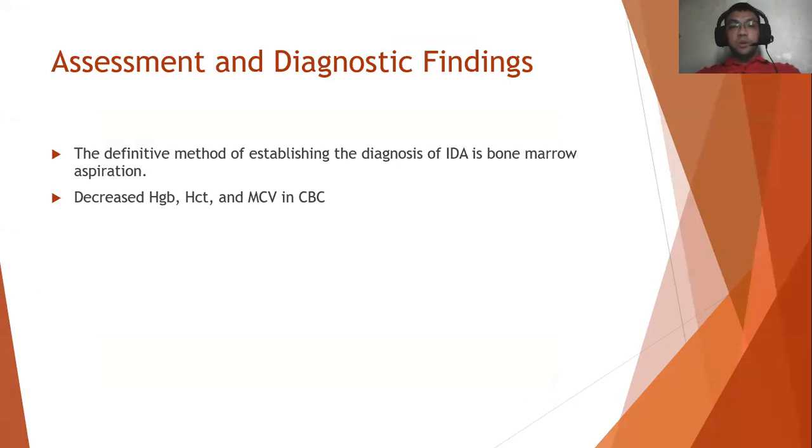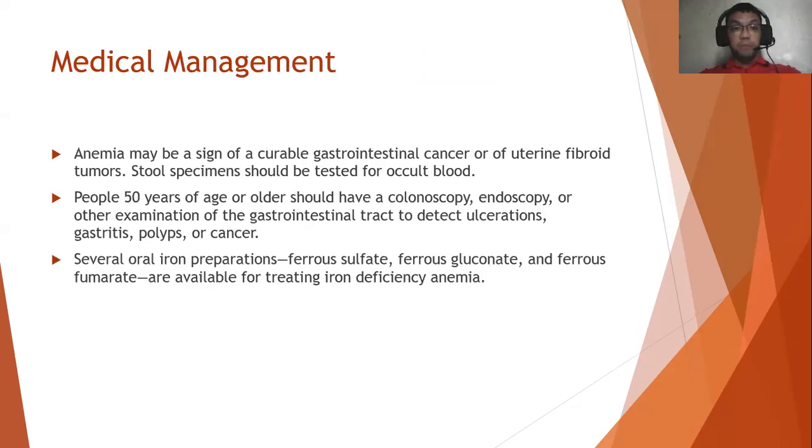So, assessment and diagnostic findings. Remember, the definitive method of establishing the diagnosis of IDA is bone marrow aspiration that will confirm the presence of IDA. But decreased hemoglobin, hematocrit, and MCV in CBC alone can diagnose that the patient has anemia. But the most definitive one is, of course, bone marrow aspiration.